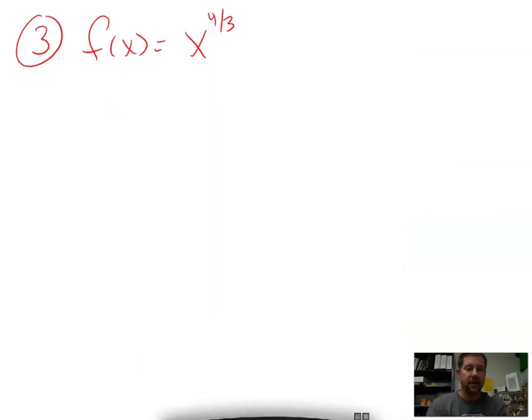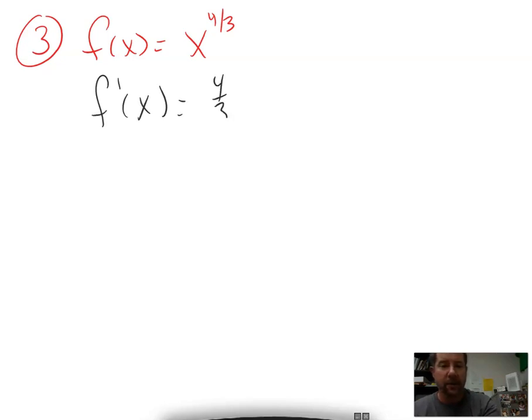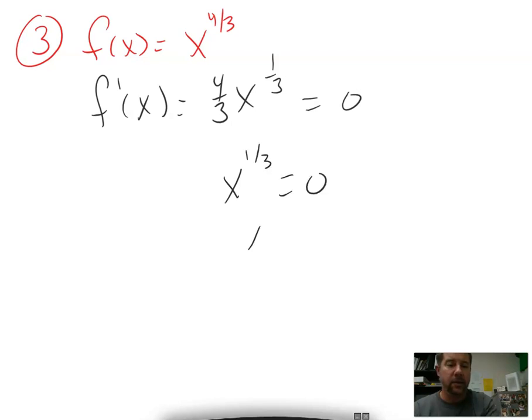All right, next example here. Again, finding where it's increasing, decreasing. Whenever it asks about increasing, decreasing, you want to get in your head that we are always going to look at the derivative. So f prime of x equals 4/3 x to the 1/3. I want to set that equal to 0. So I would get x to the 1/3 equals 0, and raising both sides to the third power, it's going to happen when x equals 0. So I have a critical value.